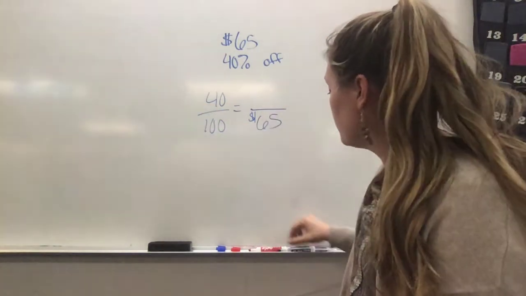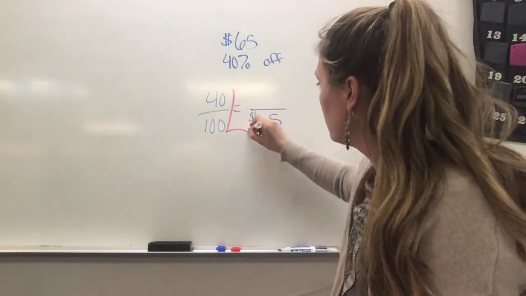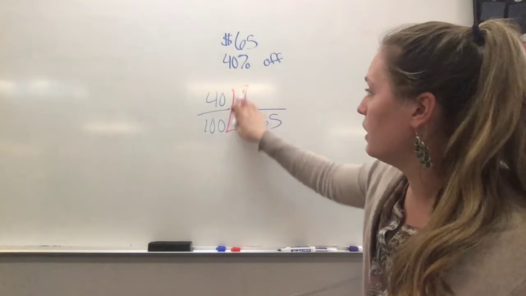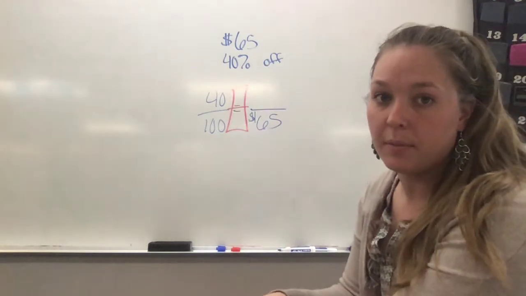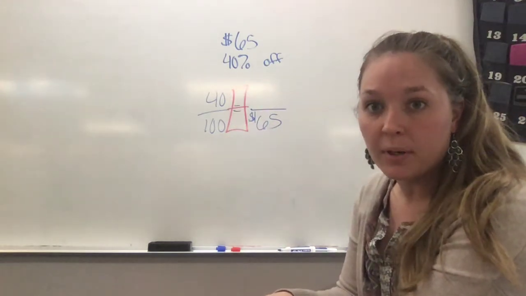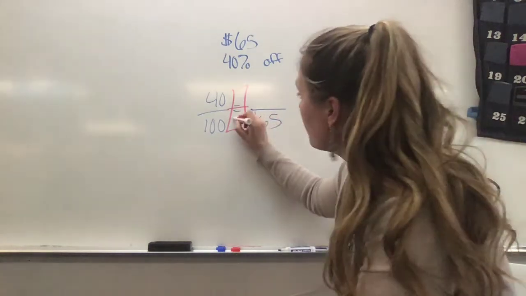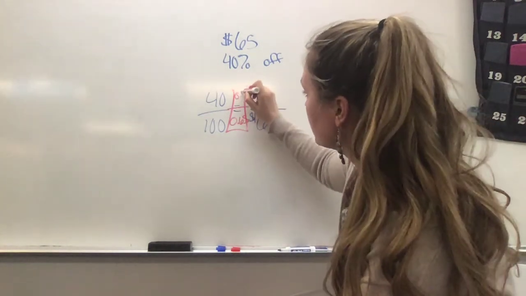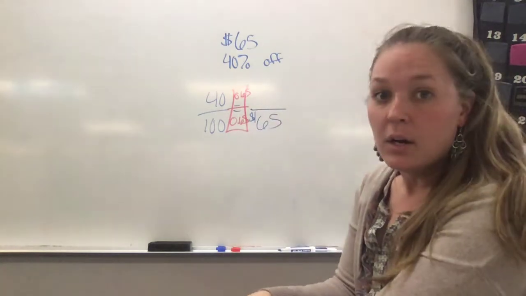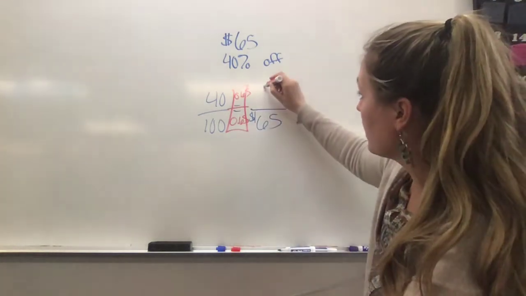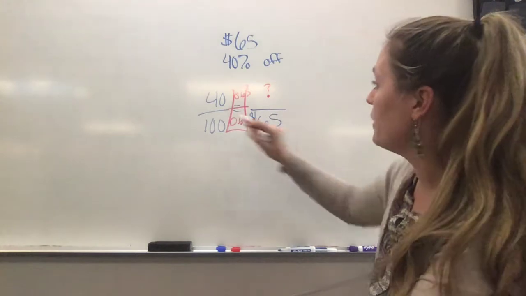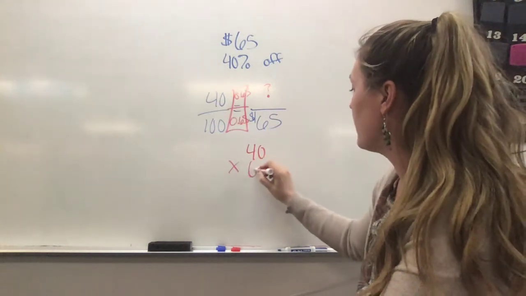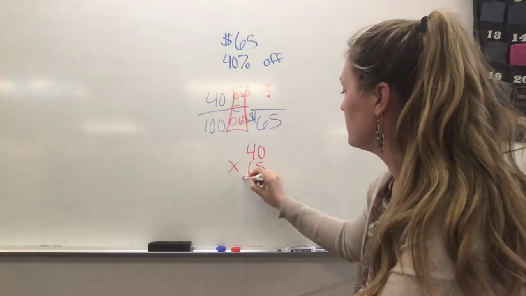So again, we're going to use our giant 1 strategy. And the giant 1 strategy, we got to fill in what goes on the top and the bottom there. So 100 times what number is 65? That number is 65 hundredths, or 0.65. So now to find what our 40% off price is, we have to take 40 and we need to multiply it by 0.65.